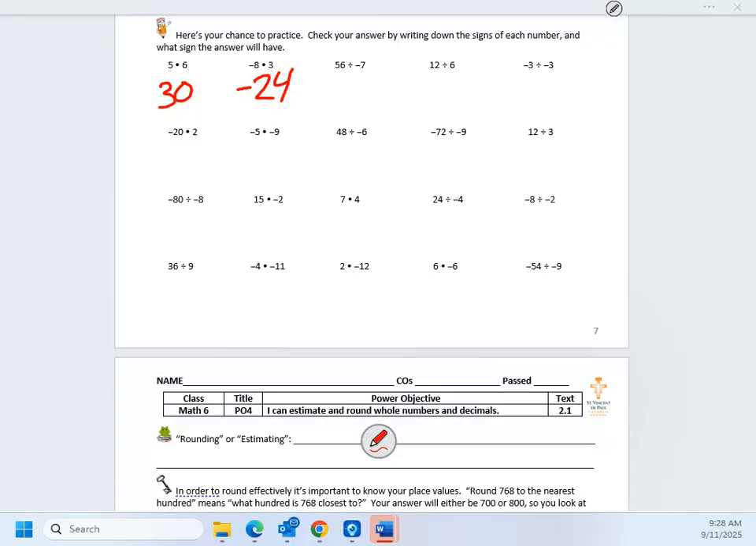First thing you do is you look at your signs. If they're the same sign, your answer is positive. If they are different signs, your answer is negative. Then you do the math. Do the numbers. It doesn't matter if you're multiplying or dividing. It's still the same: same signs are positive, different signs are negative. Are there any questions on today's assignment? We will be correcting this tomorrow. So make sure you get it done.